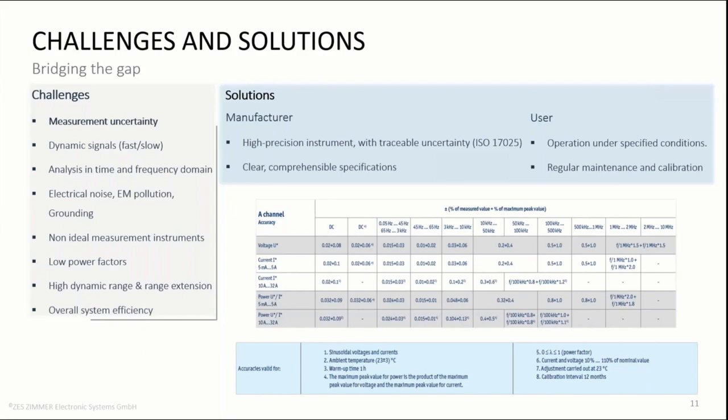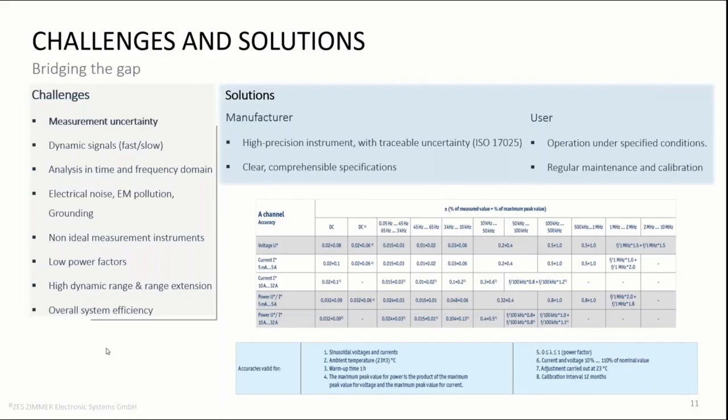In other words, the fewer external parameters affecting these formulas that we see on the table here, the better. For example, in the specifications here, we see that the uncertainty is specified independently from the power factor.